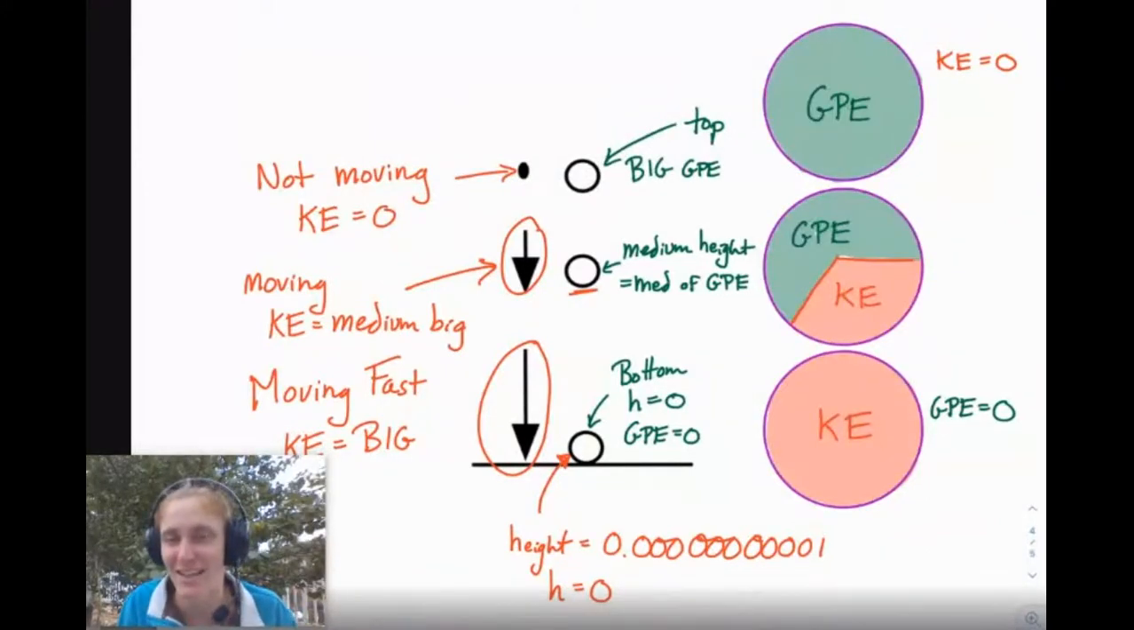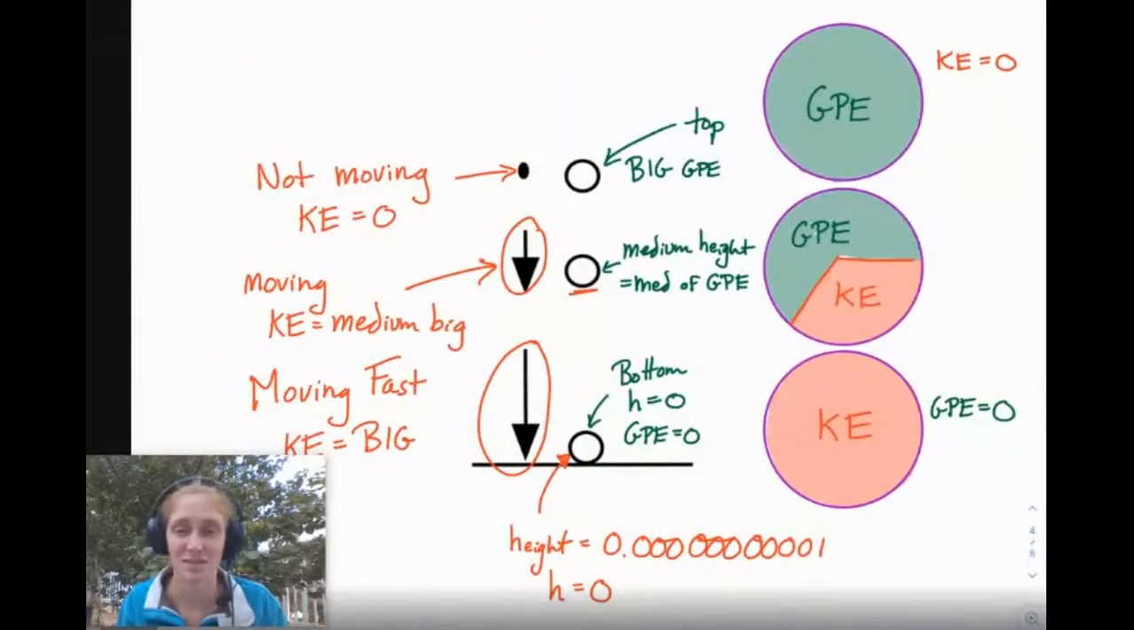So what you'll notice is that as I get farther up, I have more and more gravitational potential energy because it's farther up in the air. And the farther down I get, it moves faster and faster, causing there to be a bigger and bigger kinetic energy, or the red wedge of this pie chart. So now I need to talk about this in terms of conservation of energy.